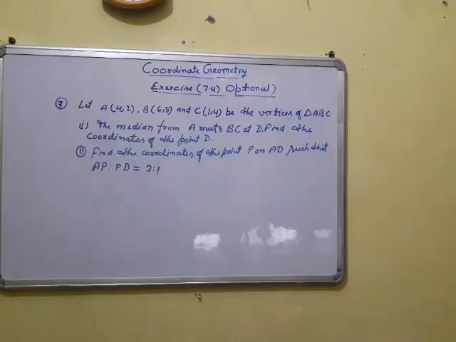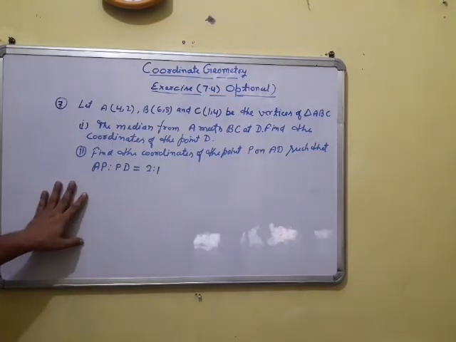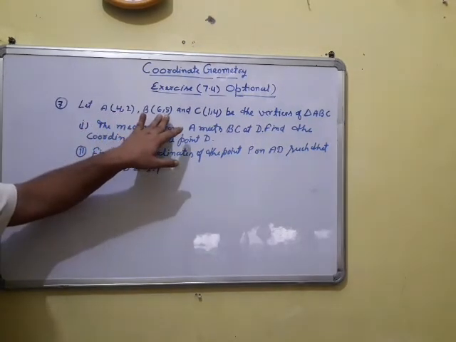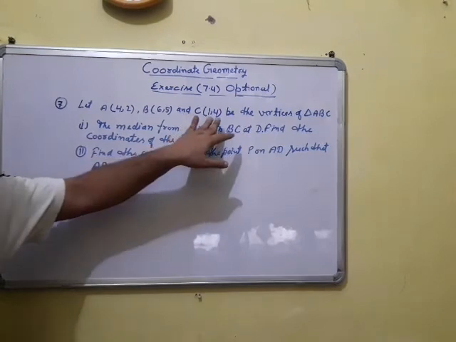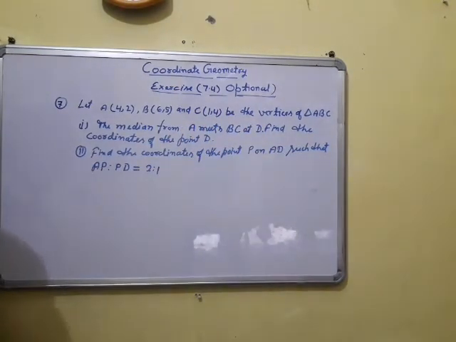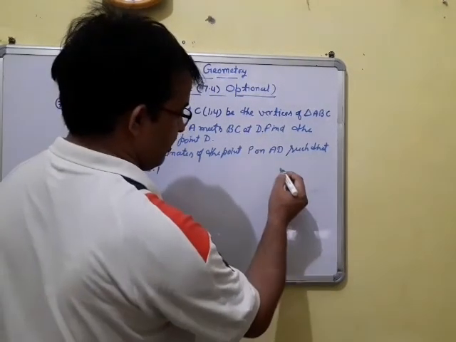Now here, question number 7, the last question of this optional exercise. Given that A's coordinates are (4, 2), B's coordinates are (6, 4) and C's coordinates are (1, 4), they are the vertices of the triangle ABC. कहने मतलब यहाँ पे एक triangle है, triangle ABC, and their vertices are given here.